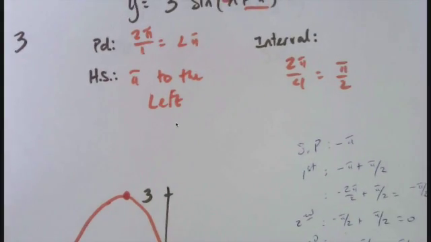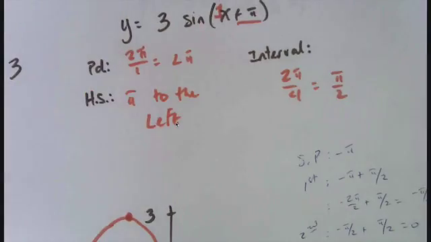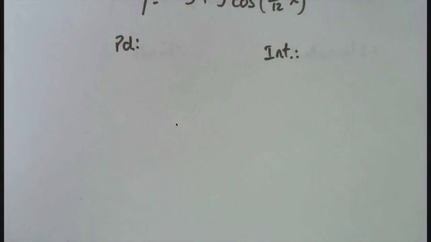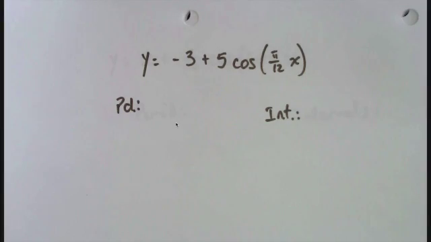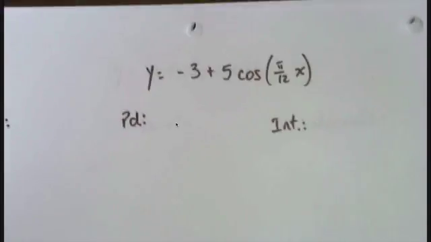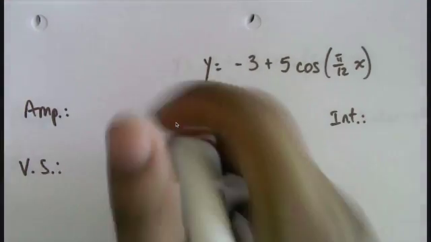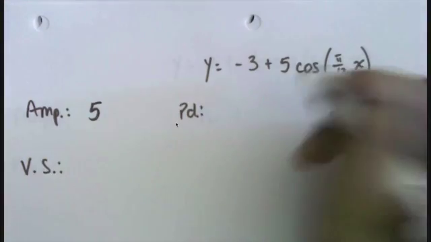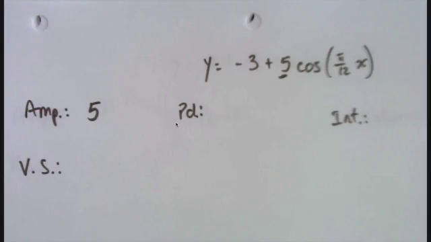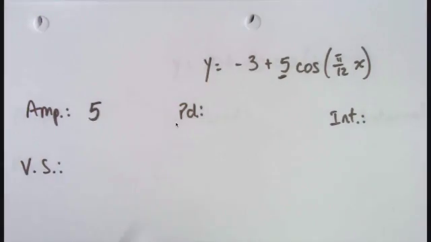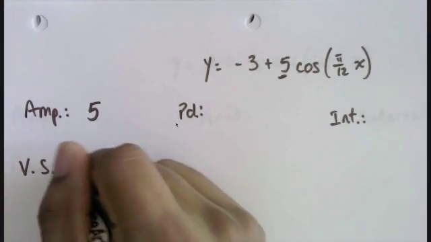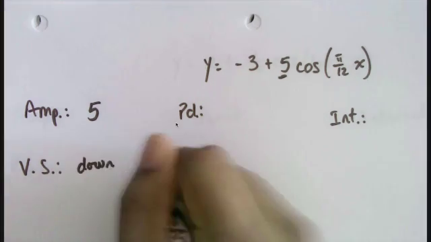Now I'm going to try one more, and then we'll break the last 4 into a new video. y equals negative 3 plus 5 cosine pi over 12 x. This one looks tough. No, it doesn't. I was just kidding. Amplitude, 5, because of the coefficient of cosine. The vertical shift, this might have been our first one. We're going to go down 3 units.